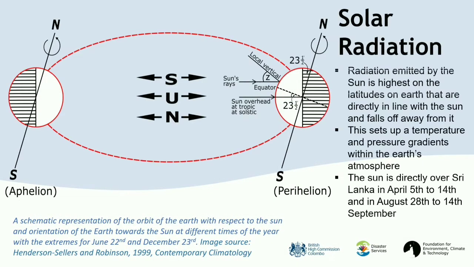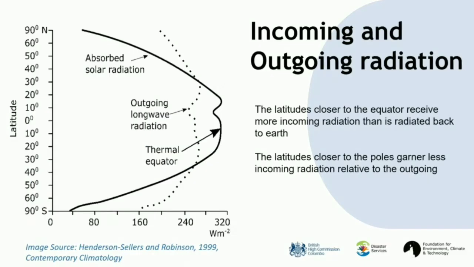The first significant mechanism that shapes the Sri Lankan climate is the seasonal variation of solar radiation and wind circulation. The climatology at any location is driven by solar radiation, which varies as the Earth rotates on its own axis and with the time it takes for the Earth to orbit around the Sun. The chart shows the average solar radiation received at any latitude around the Earth. The latitudes closer to the equator receive more incoming radiation than is radiated back. The latitudes closer to the poles garner less incoming radiation relative to the outgoing.